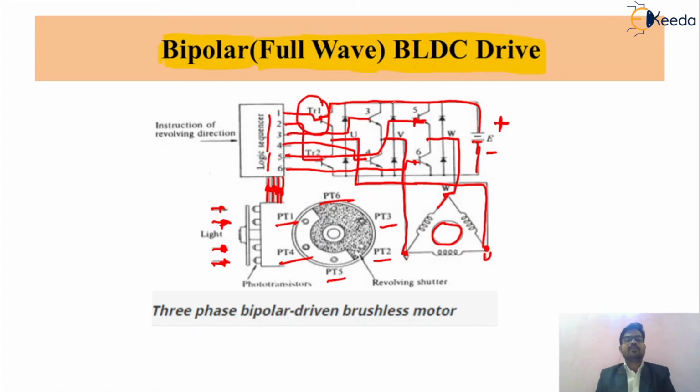So friends, what is the difference? As we have seen the basic fundamental thing, this is basically the stator winding. This stator winding will be connected in delta, and this is the rotor of your BLDC motor.